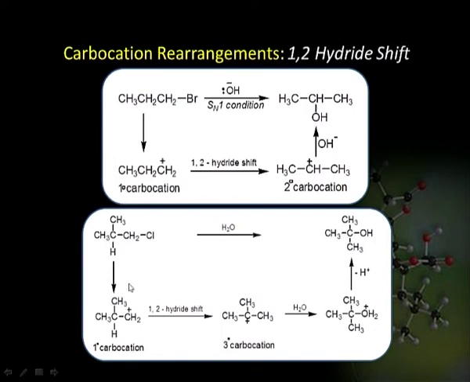Similarly, a primary carbocation can get converted into a secondary carbocation, which is again by a hydride shift, and can form the desired alcohol by means of again SN1 mechanism. This reaction can be depicted by this particular reaction also, where the nucleophile is water and which gives rise to the product for which rearrangement has taken place.